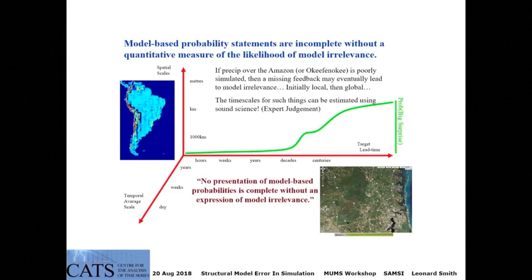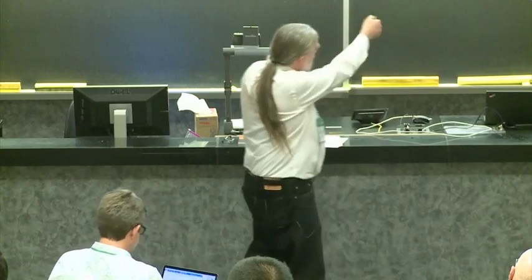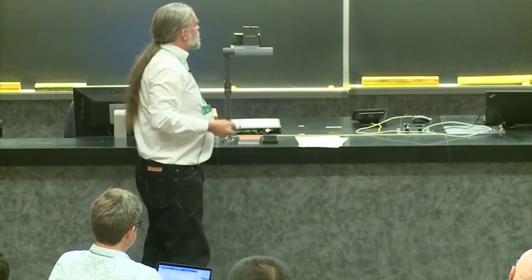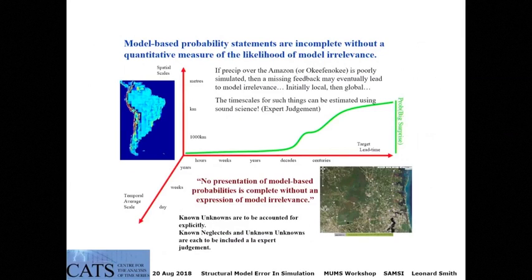So I'd argue no presentation of a model-based probability is complete without an expression of model irrelevance. What's the chance that for this particular PDF, for this particular target, my model is absolutely irrelevant? Irrelevant because my model can't do the things that are likely to happen, the things that have this probability of happening. And known unknowns you can account for explicitly by sampling. Unknown unknowns we can't, but known neglecteds, right? So unknown unknowns, you sort of have a belly feeling. Known neglecteds, you have a really good feeling. Really good, because it's just physics. It's what physicists do.